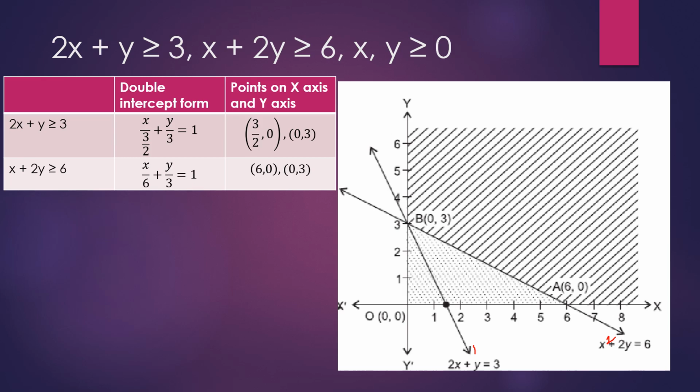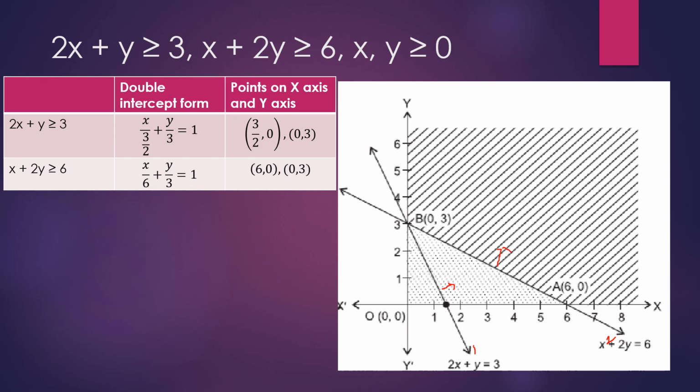Now I want 2x plus y should be greater than or equal to 3. Means I should go away from origin. So my origin should be this side. Then if I talk about x plus 2y again greater than or equal to 6, again I should go for region which is this side. So I want a region which is satisfied by both. So the region which is satisfied by both is shown by these black lines.